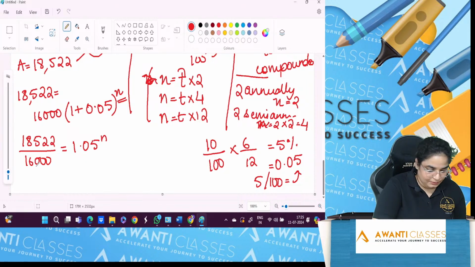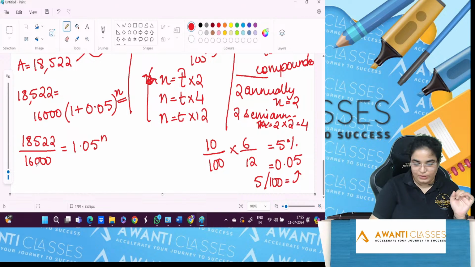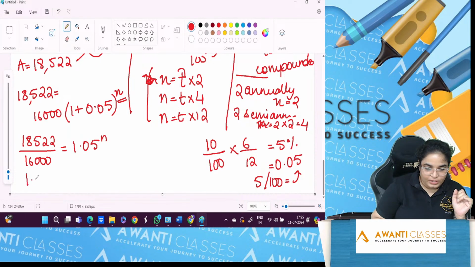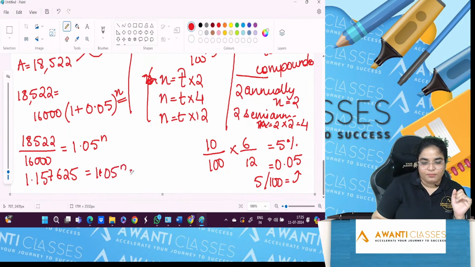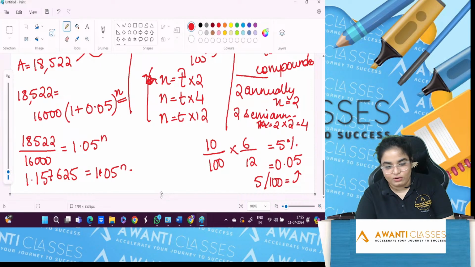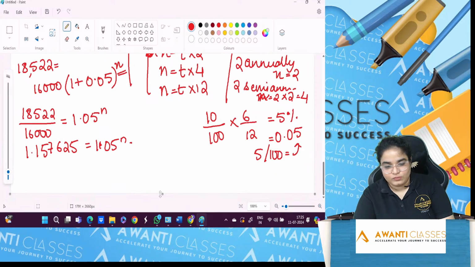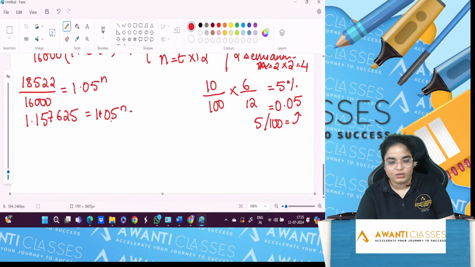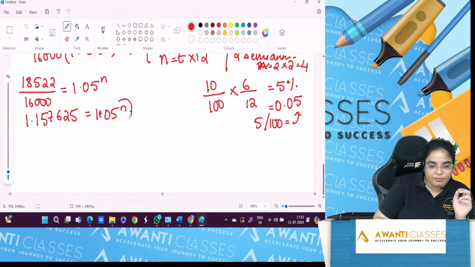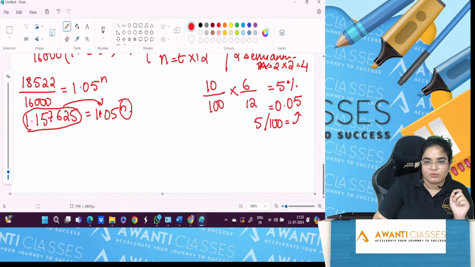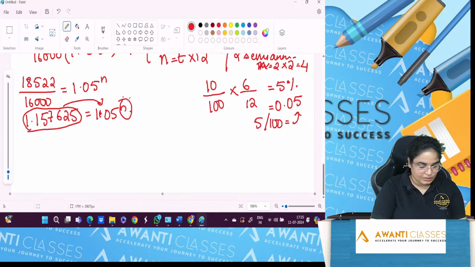How much will we get for 18,522 divided by 16,000? We got 1.15765 is equal to 1.05 to the power of n. Now, how can we solve this? Simple, use your logic. If we can express this in terms of 1.05 to the power of something, then the powers will be the same. Let us try.